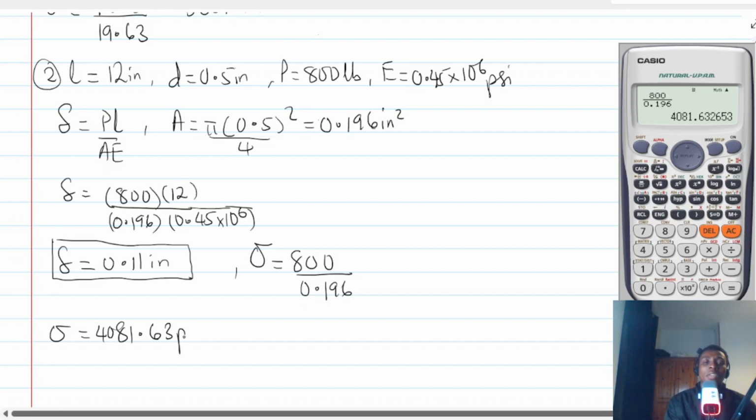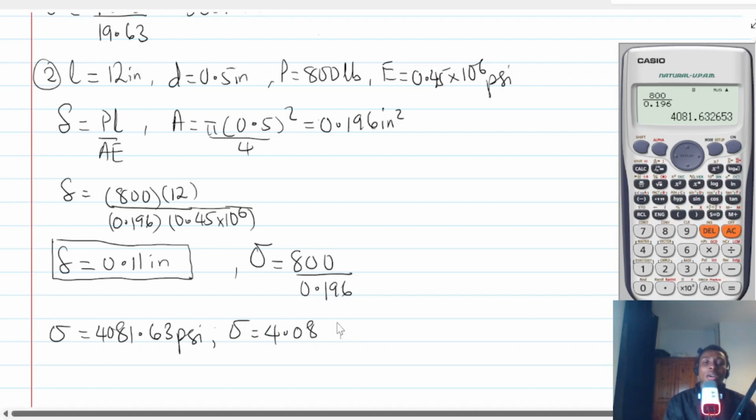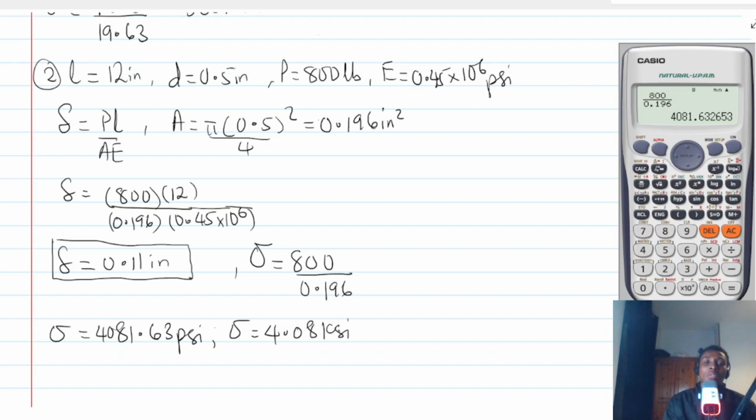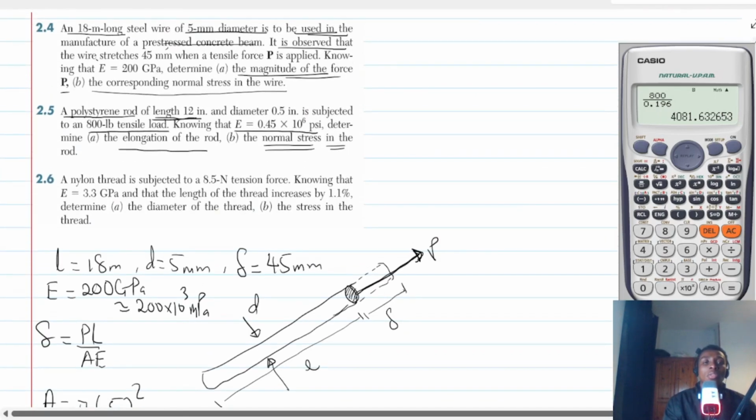4081.63 psi. In other words, sigma is 4.08 ksi, or let's say kpsi. In fact, it's the same as ksi. So that is your sigma. So the second problem has been solved.